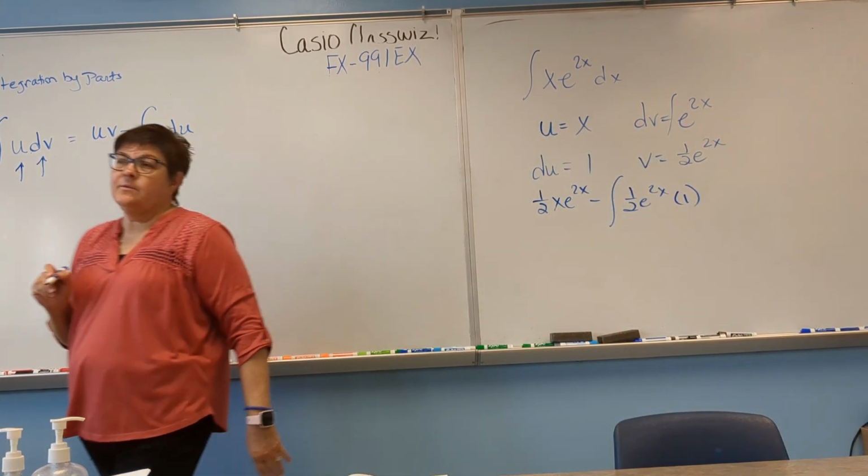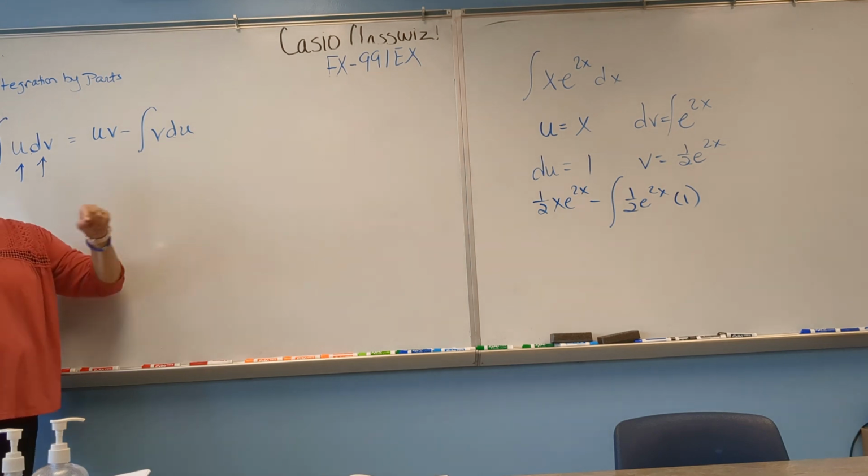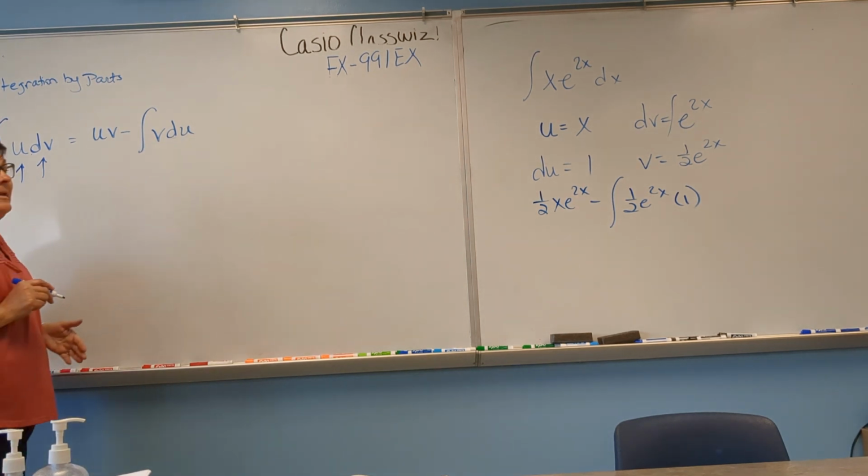All right, have I lost anybody so far? So I named one u, I called one dv, I derive, I integrate, and then I plug it into this, uv minus integral v du. All right, now let's just clean it up a little bit.